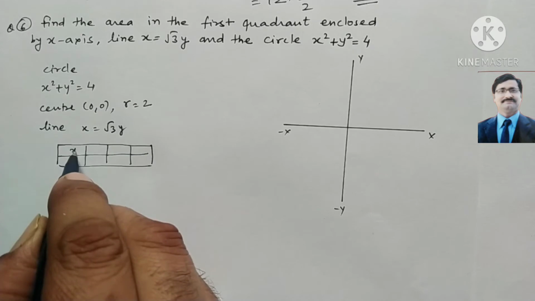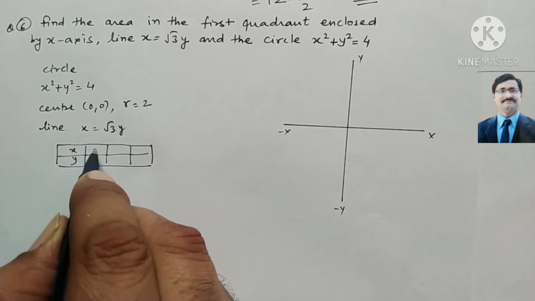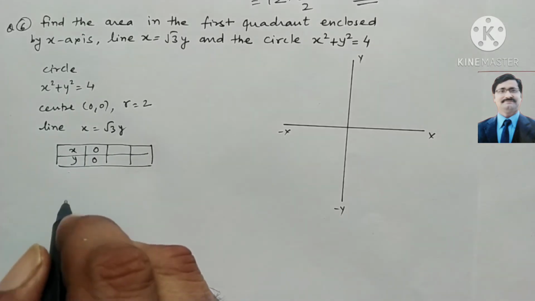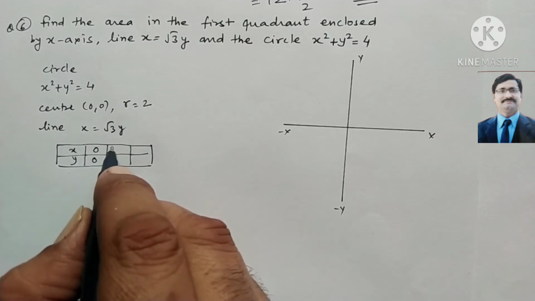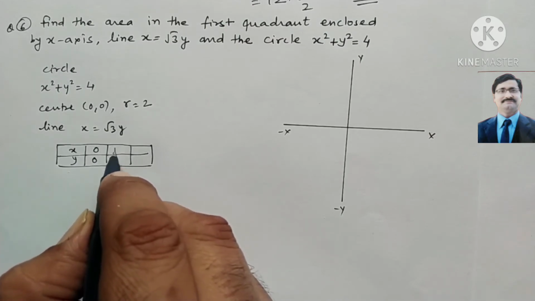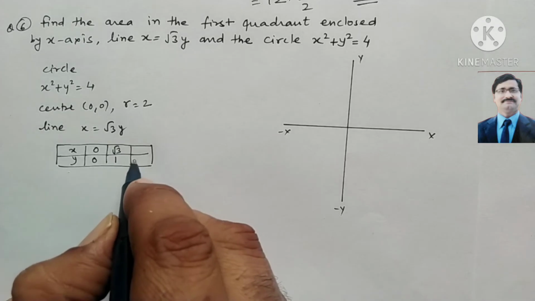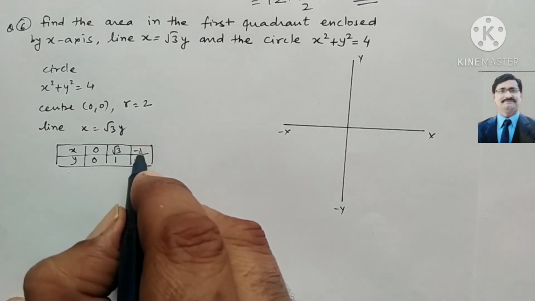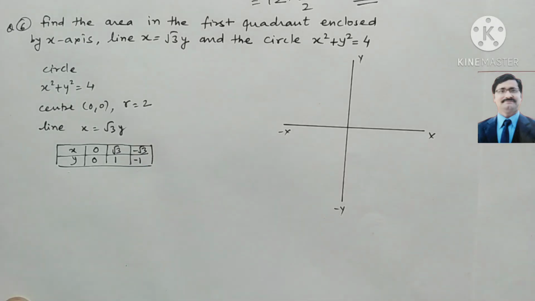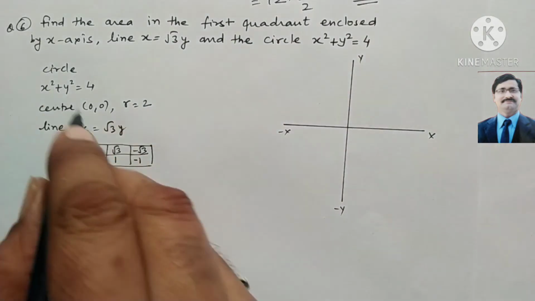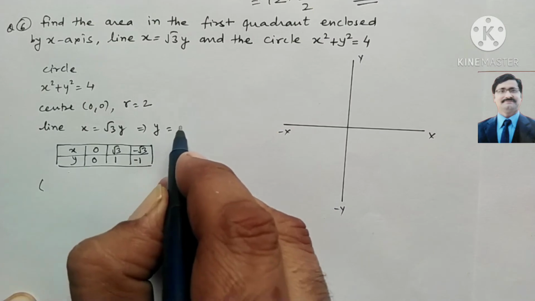If we have x and y, it means if x is 0, then y will also be 0, and if in place of y we put 1, we get here √3. If we put y = -1, then x = -√3 we get. Okay, and if we find the intersection of these, we can get y = x/√3.